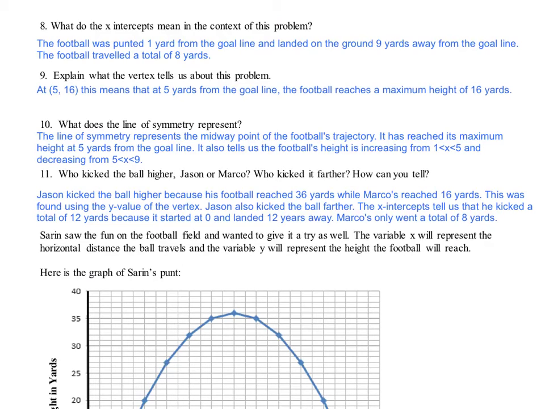We can tell Jason kicked the ball higher because Jason's vertex is higher up than Marco's. So Jason kicked the football and it reached 36 yards, while Marco's only reached 16 yards. This was found using the y value of the vertex. Then we are asked who kicked it farther. We're going to use the x-intercepts to help us say that Jason kicked the ball farther. The x-intercepts tell us that he kicked a total of 12 yards. He started at 0 and the ball landed 12 yards away from the goal line. Marco started at 1 and it landed at 9, so he only kicked it 8 yards total.